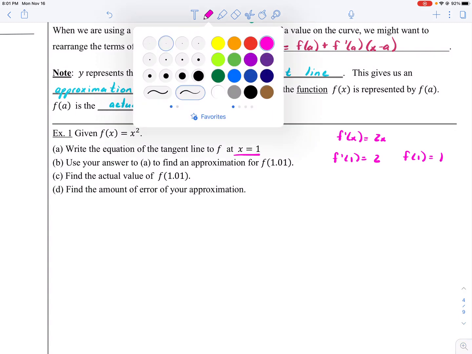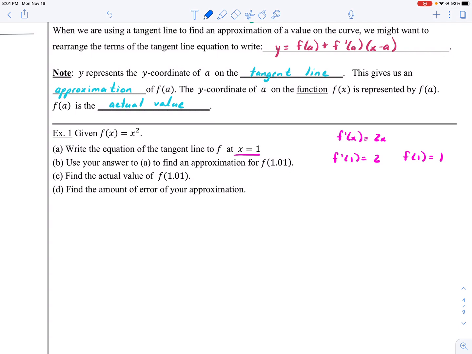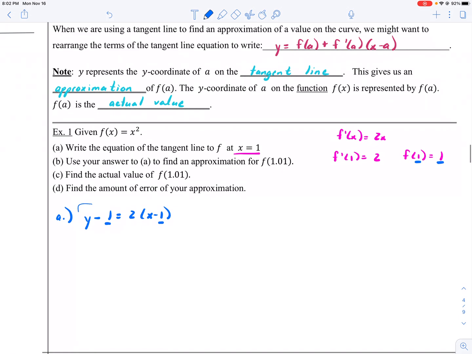So again, I'm dealing with part A. I'm just writing the equation of a tangent line. So y minus 1 is equal to the slope, which is 2, times x minus 1. This is your x comma y, which came from our xy here. So that is the equation of the tangent line.